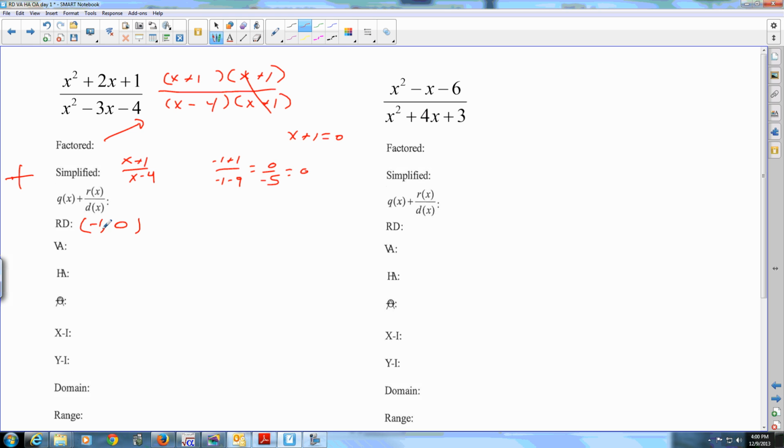So it's almost looking like you don't have an x-intercept, but hold on, let's look at what happens when we actually get down to doing the x-intercept. Just keep that in mind when you're doing it.